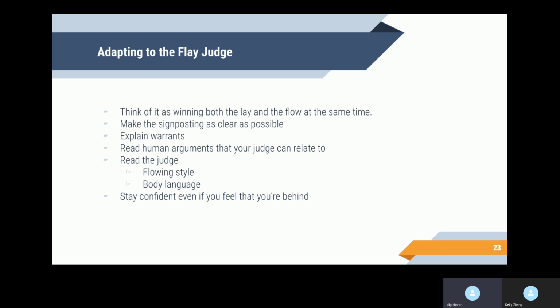So, for example, see how they're flowing, see how their body language is in regards to your debating style, and most importantly, stay confident even if you feel that you're behind, because perception is still a big part of the activity. Even if you're behind on the flow, there's still a chance for you to win the round. This is true for a lot of first round judges who may vote off of perception because they're still developing their paradigm. So I would classify a lot of first round judges under the flay judge.